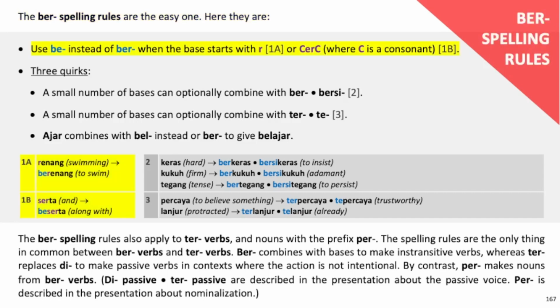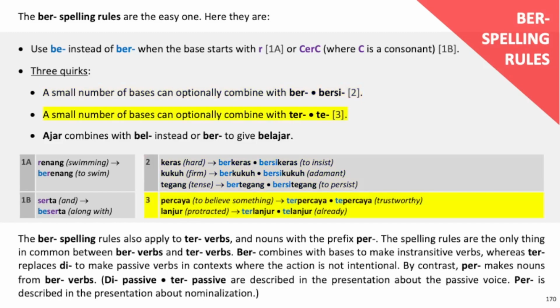Here they are. Use be instead of ber when the base starts with r or C-E-R-C, where C is a consonant. Example 1a, renang, swimming, becomes berenang, to swim. The C-E-R-C example 1b, serta, and, becomes beserta, along with. And there are three quirks. A small number of bases optionally combine with ber or be-C. Example 2, keras, hard, could be berkeras or bekeras.